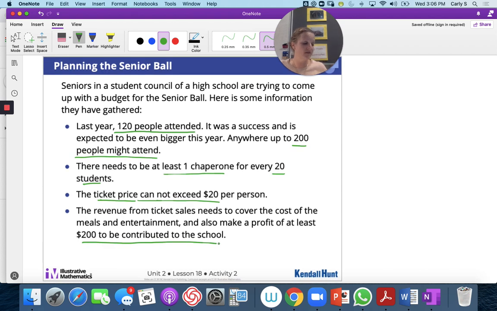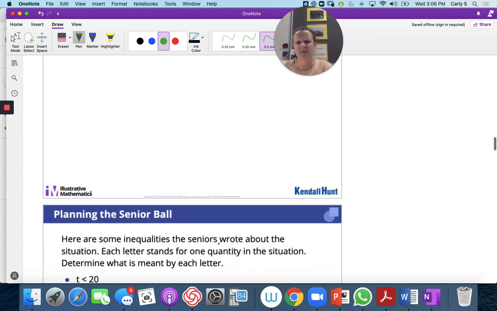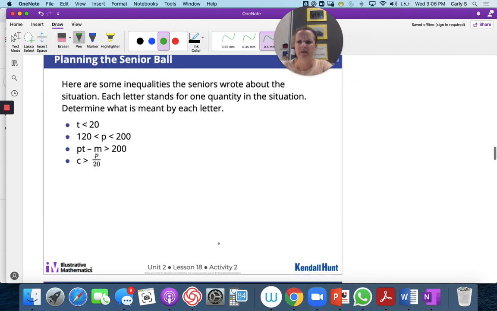I believe you have that information in front of you because I'm going to get a new page, just like normal. All right, so here are some inequalities the seniors wrote about the situation. Each letter stands for one quantity in the situation. Determine what is meant by each letter. Okay, I left a blank just in case I needed it. All right, so let's do this.